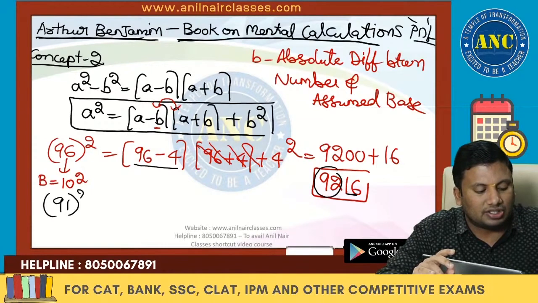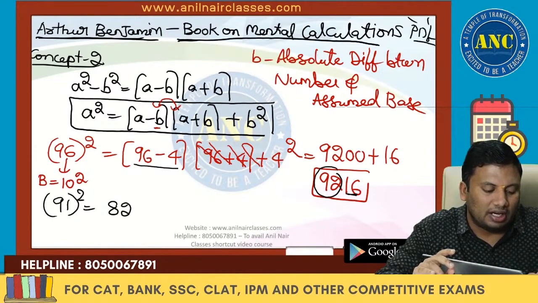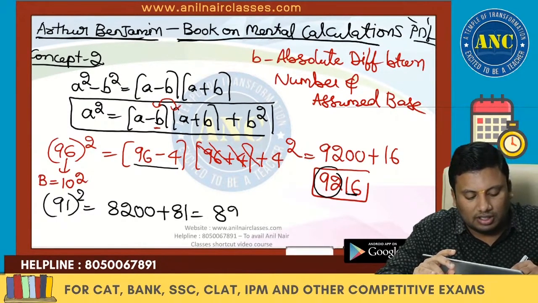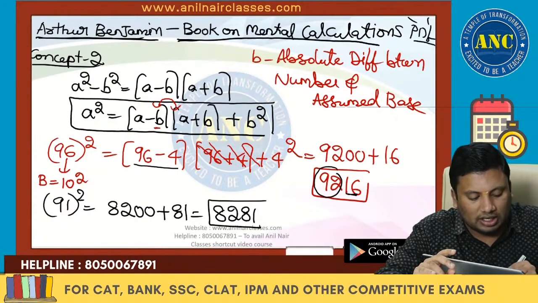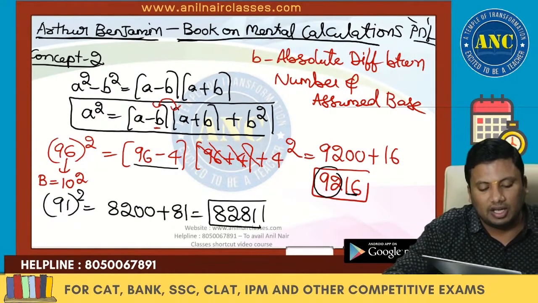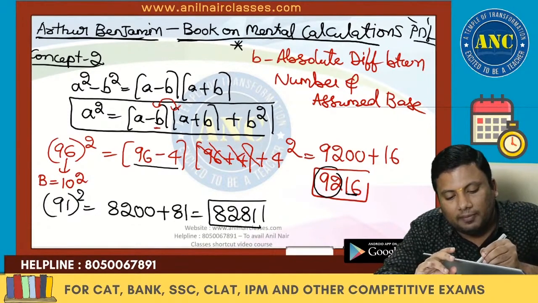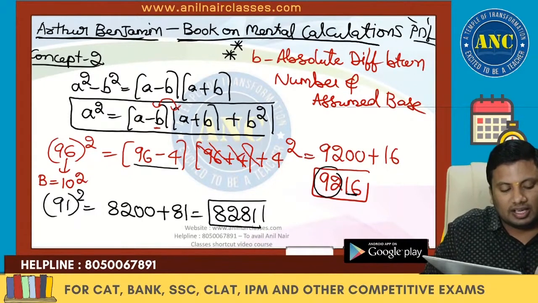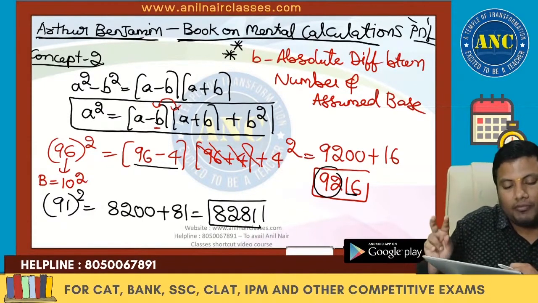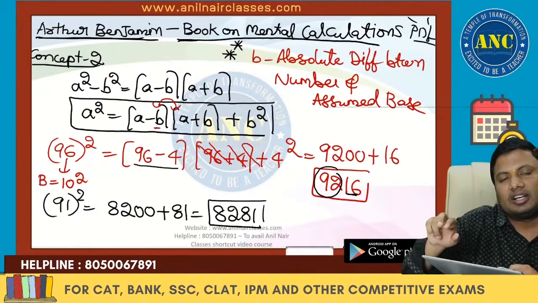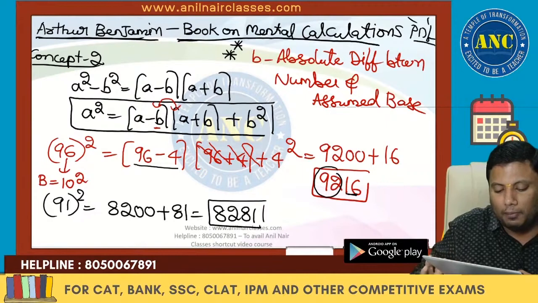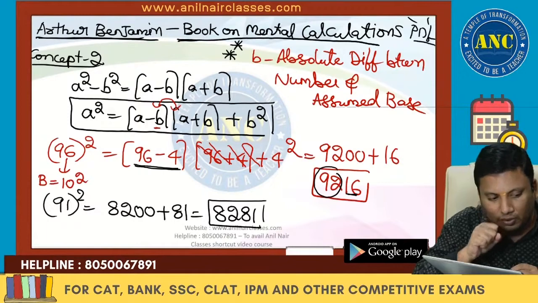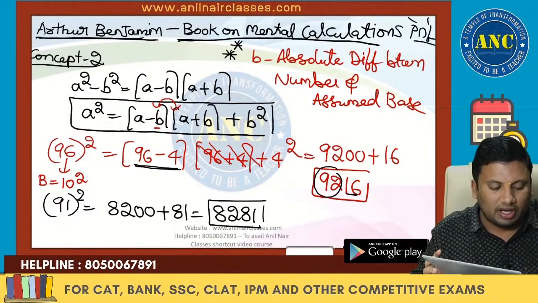Suppose it is 91 square. 91 minus 9, 82, and 100 has 2 zeros. 9 square is 81. So it is nothing but 82 81. The answer for 91 square is 8281. b is the absolute difference between the number and the assumed base. 96, 100: the difference is 4. Sir, I will take minus 4. 96 minus 4 and 96 plus 4, both will give you the answer: 92 into 100 plus 16. The answer is 9216.